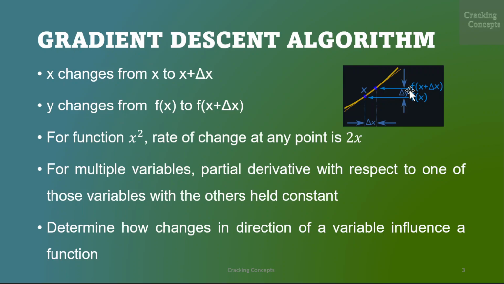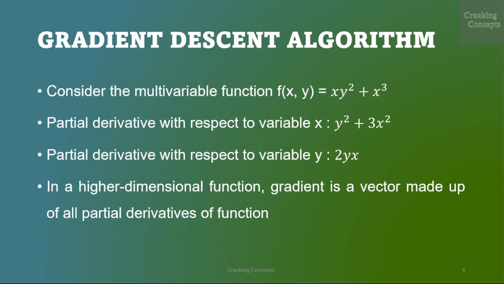For multiple variables, we'll go for the partial derivative. It is taken with respect to one of the variables by keeping all the others as constant values. Now it gives the rate of change of a function in the direction of a variable. It can determine how changes in the direction of a variable will influence a function.